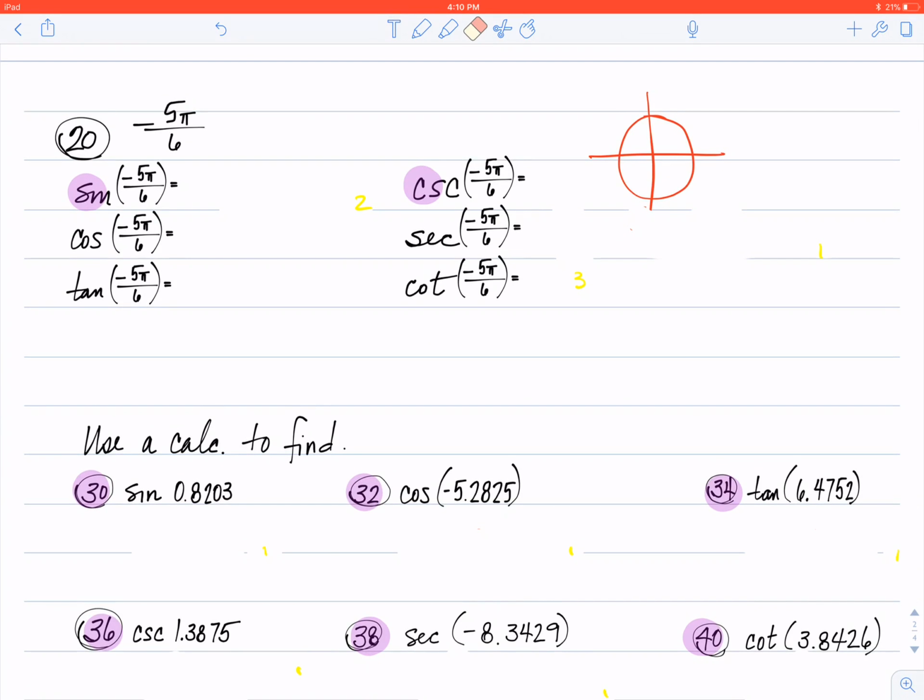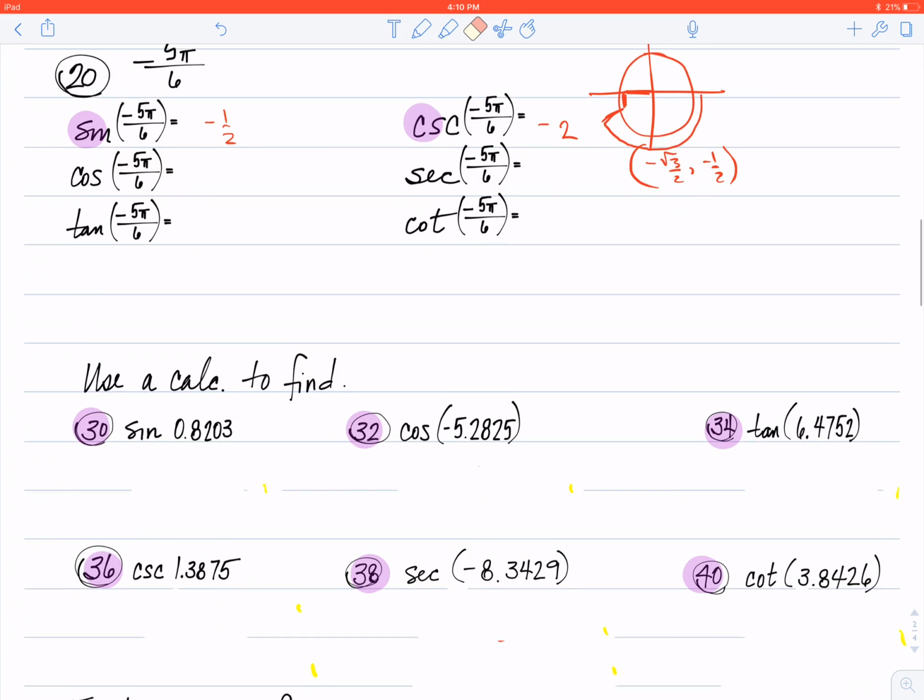For number 20, negative 5 pi over 6. So once again, think about what you have to do to get to the positive version. You got to go through the whole 1st quadrant and 2 more spokes to get to the positive version. So I want to do the same thing in the opposite direction. So go through a whole quadrant and then 2 more spokes. It's going to be coterminal with 7 pi over 6. So the coordinate there, negative root 3 over 2 and negative 1/2. Sine value is going to be my y value, which is negative 1/2. Cosecant is the reciprocal of that, so it's going to be negative 2.